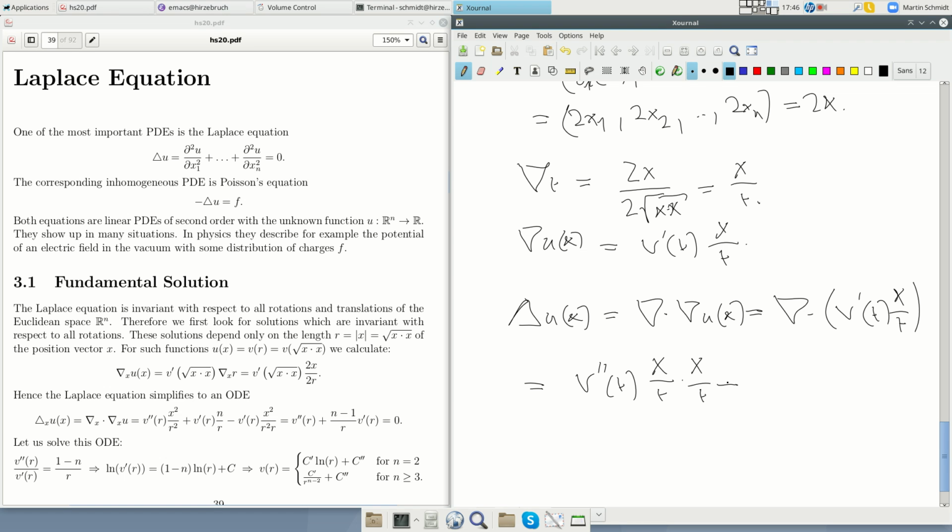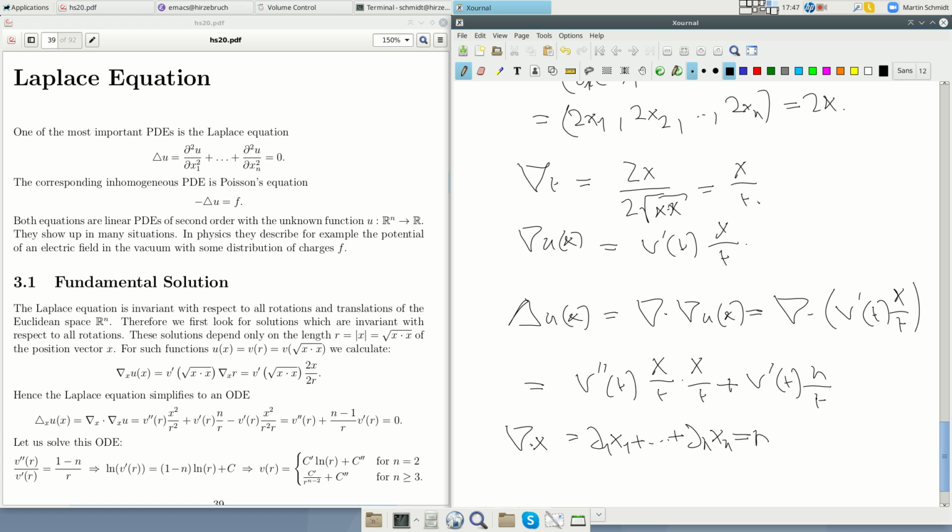Now here, what is the divergence of x? Divergence of x is d1 x1 plus and so on plus dn xn, so it's just n, because each of these is 1. So it's n. So we get here plus v prime of r times n over r.